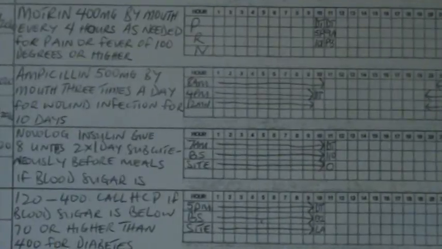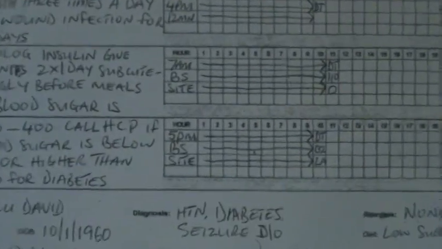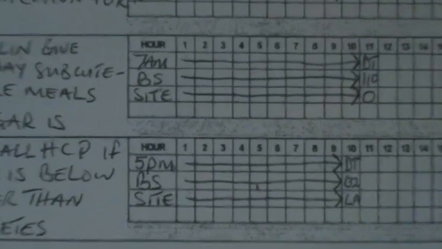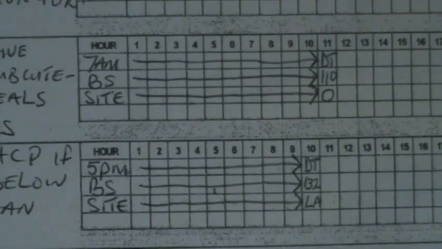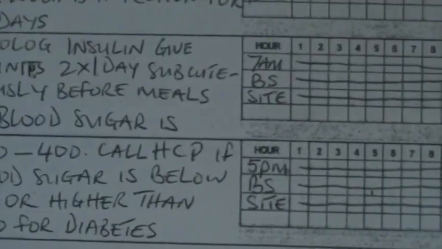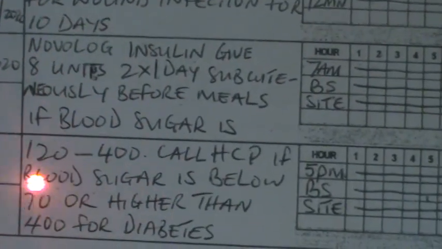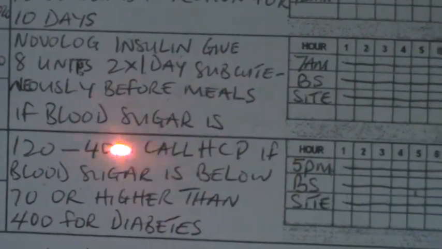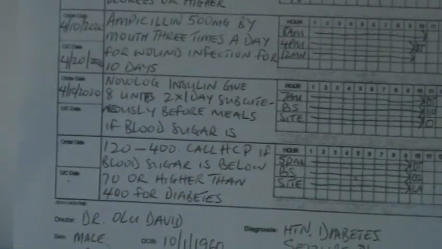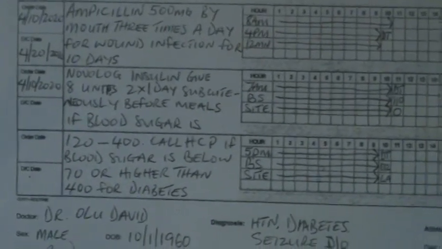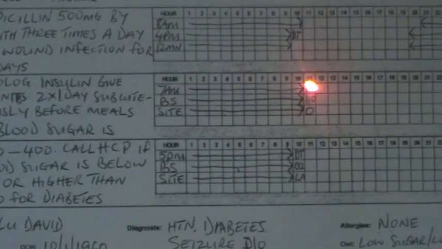And the next one would be the insulin. So on the 10th, following the insulin order, I checked the blood sugar at 5 p.m. The blood sugar was 132. That means it is higher than 120. It's between 120 and 400, and the doctor had said to give the insulin if the blood sugar is between 120 and 400. So I gave the insulin.